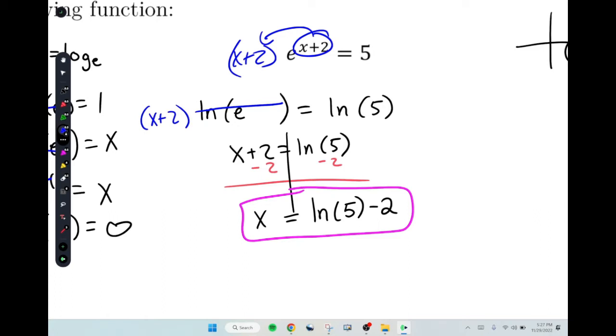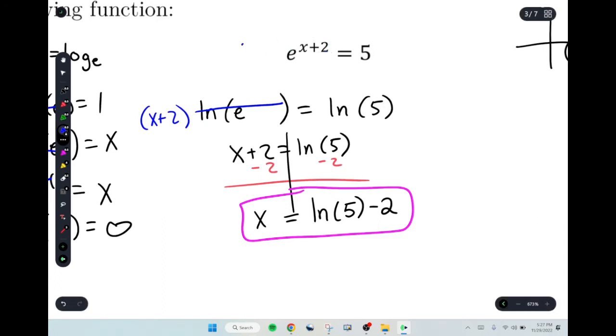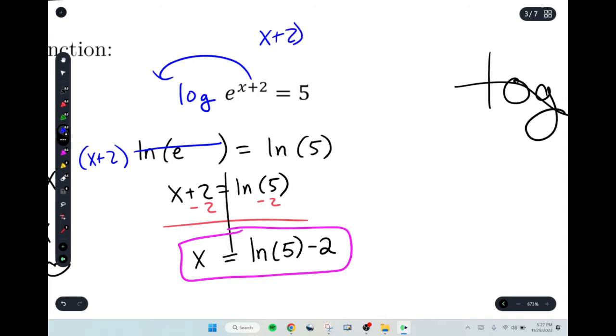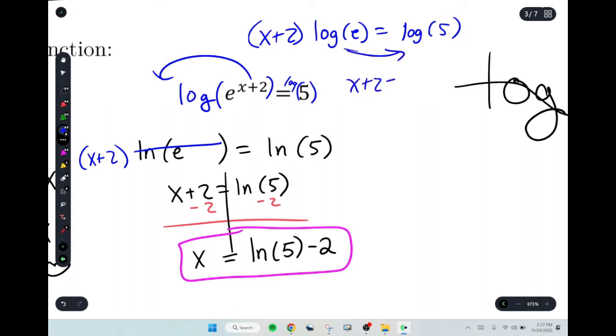Heck, you don't even have to do an ln. You could do a log. It would just be ugly. But you could do a log. I could log both sides, not ln, move that to the front, end up with x plus 2 in the front, log of e equals log of 5. That's me logging both sides. Then I'd move that log of e over, right? X plus 2 equals log of 5 over log of e. Subtract 2, you'd end up with the same answer. Promise.